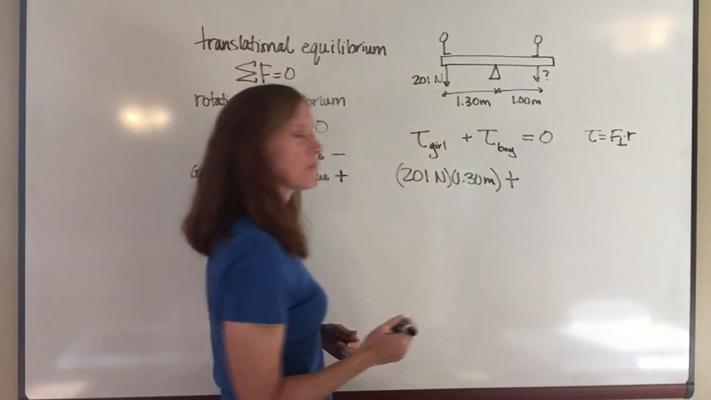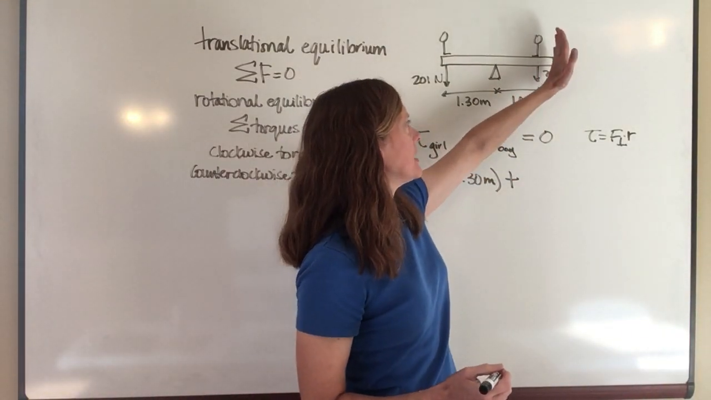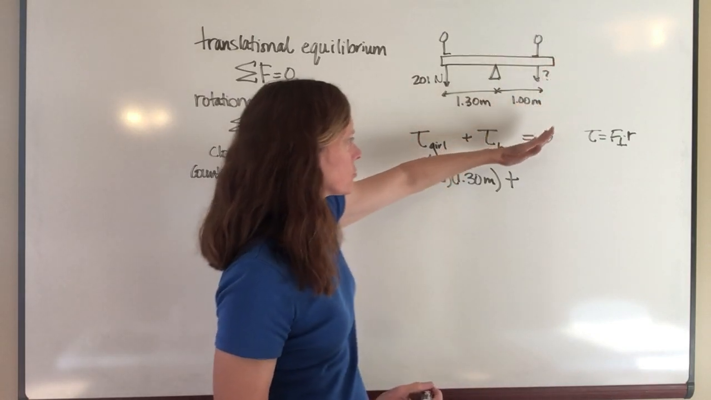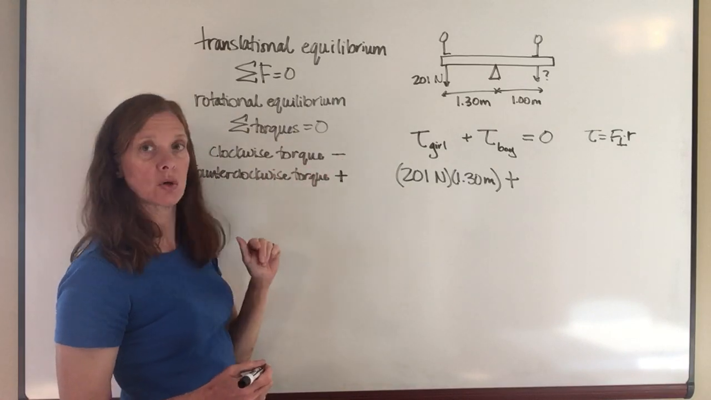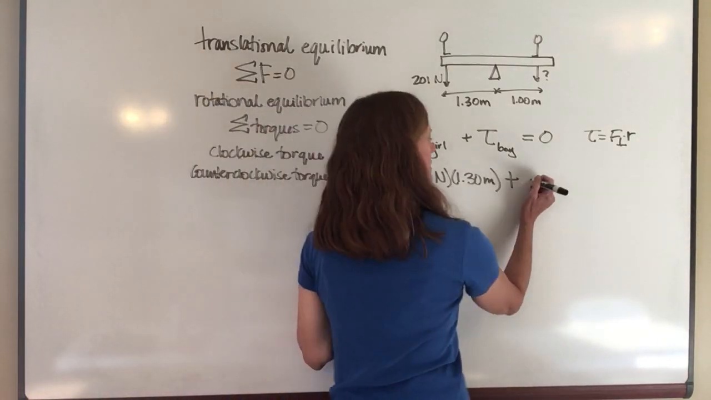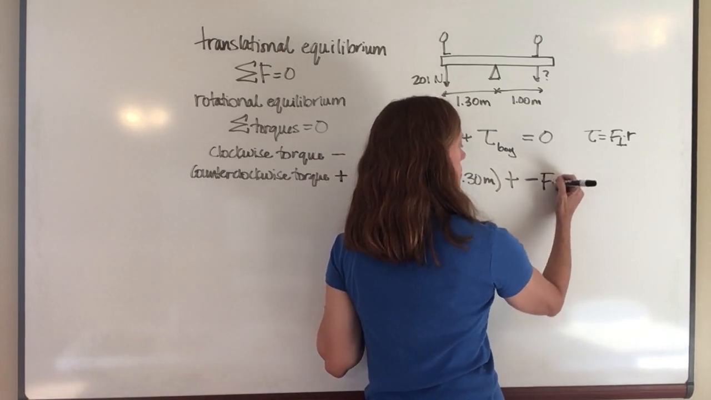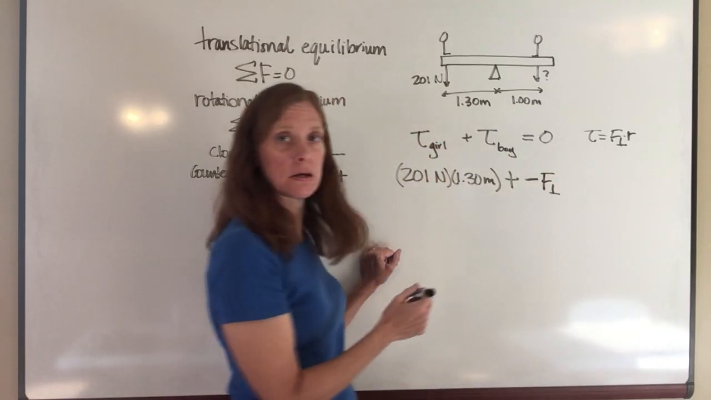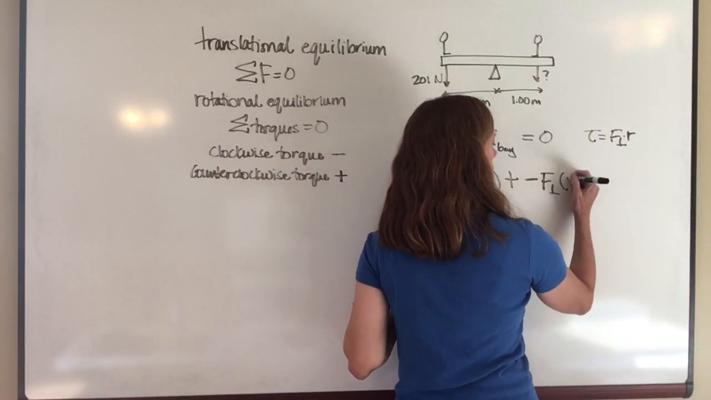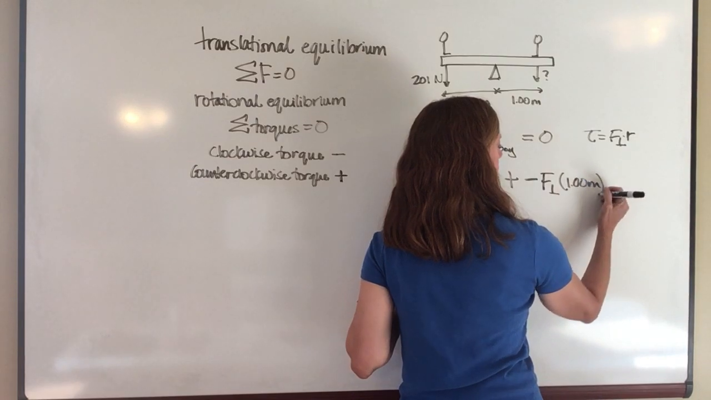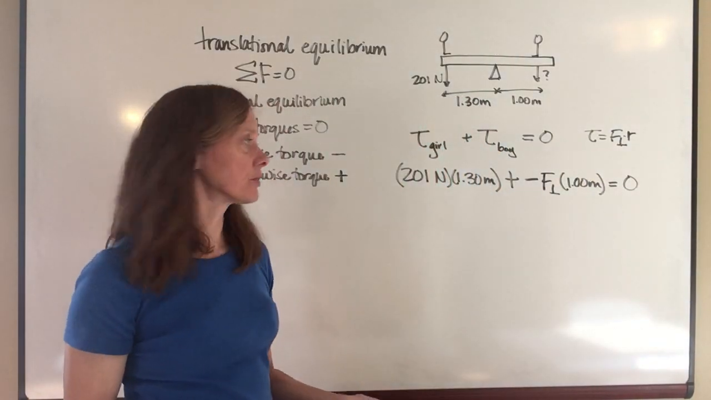Now, if I add to that the boy's torque, the boy is on this side. He's going to start this going this direction, so that's going to be in a clockwise direction, and so his torque is going to be negative. So I'm going to put a negative sign here. I don't know how much he weighs. I don't know what force he's exerting because of his weight, but I do know that he's 1 meter away from the fulcrum. And so when I add those two together, they have to be equal to zero.